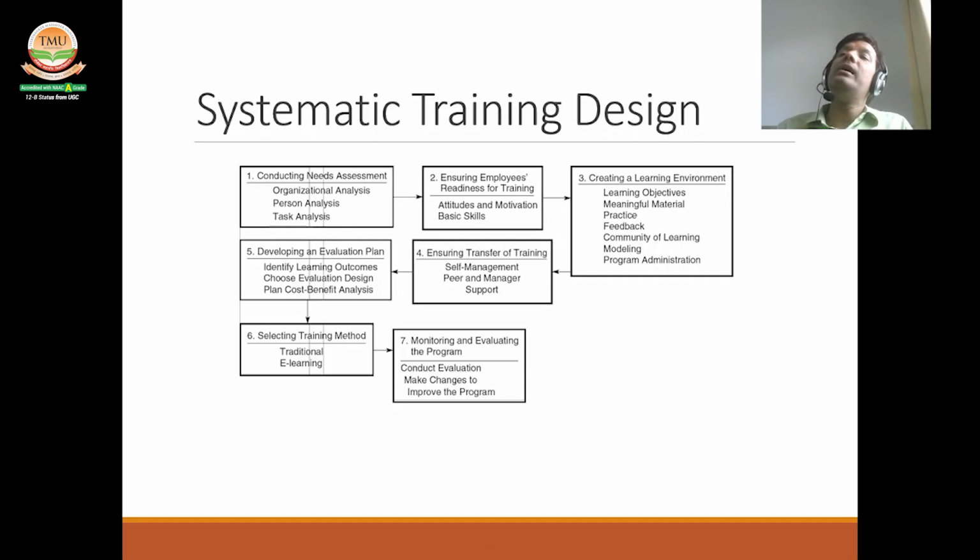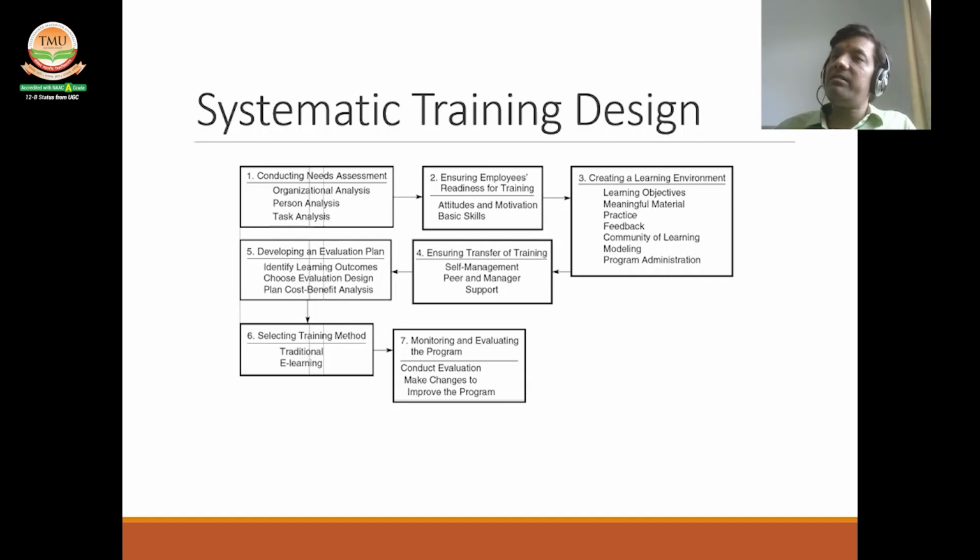So point 4, ensuring transfer of training. Yes, it is very important. Only conducting training sessions doesn't mean that your training is successful. No. You have to ensure that training has been transferred from the instructor to the employee. It has been transferred from the person who is training them to the persons who are being trained.